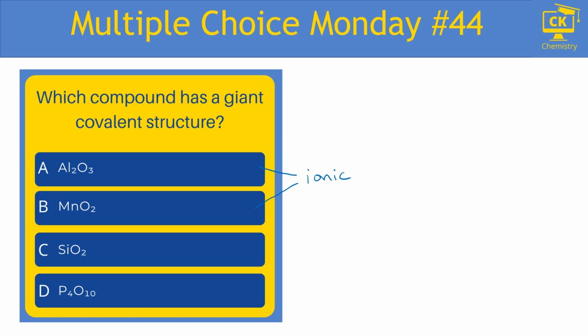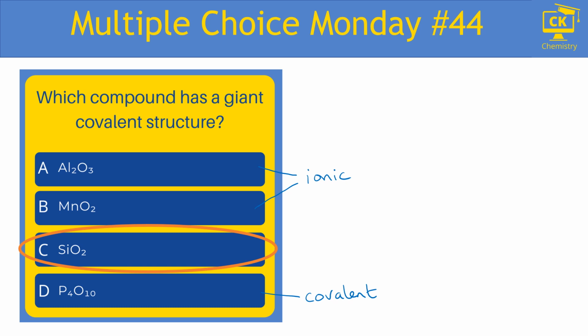Now our phosphorus oxide down here, our P4O10, is definitely going to be covalent in structure. So how do we know that that is not giant covalent? Well, there are a couple of reasons and a couple of ways that we can go through and work out that silicon dioxide is the correct answer, other than learning it.